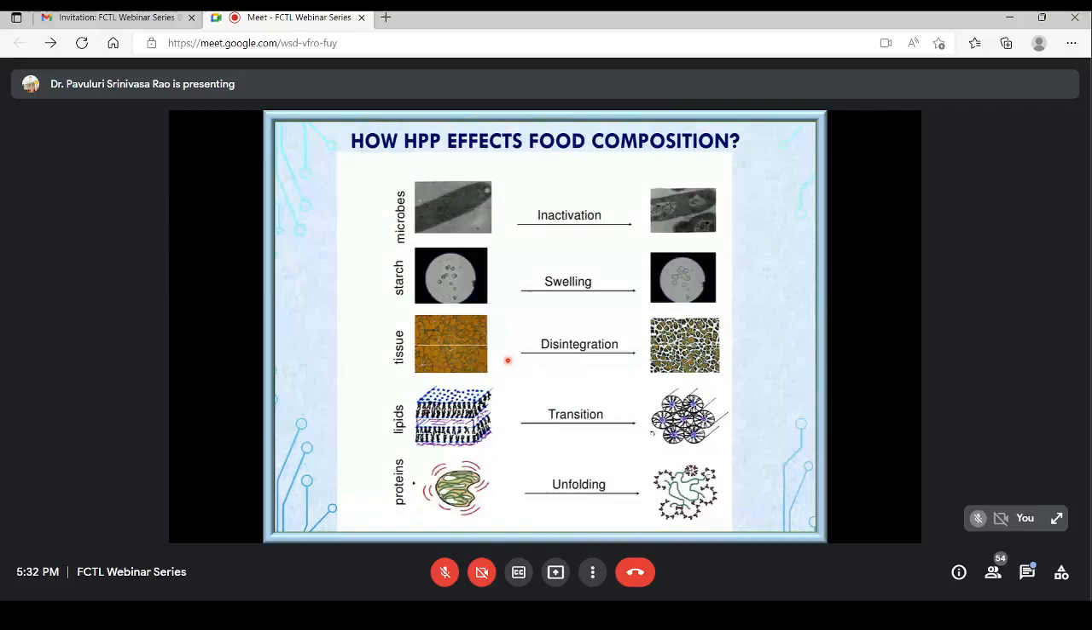Then as far as the lipids are concerned, these can undergo transition, whereas proteins get unfolded, and this is the mechanism which is in fact described for inactivation of enzymes, because enzymes are one class of proteins, where because of the unfolding from primary to tertiary structure and subsequently. So when you are employing a pressure beyond a particular range, it can permanently disable this unfolding and folding process, so that the enzyme will be inactivated.